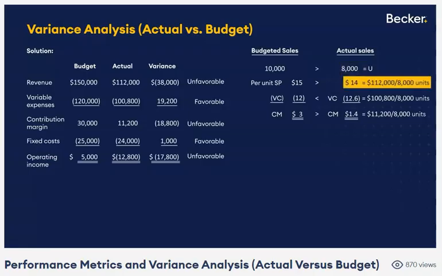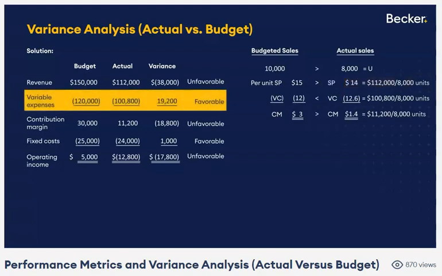Now we take a look at the numbers, the variable costs. Oh, by the way, your revenue is 8,000 units times a selling price. Now, what was our selling price per unit? Well, it must have been only $14 a unit. How do I know that? Because if your actual sales are 112,000 and you sold 8,000 units, your selling price per unit is 14. Nonetheless, our sales revenue in dollars is unfavorable. We should have had sales of 150. We only had 112. Bad news.